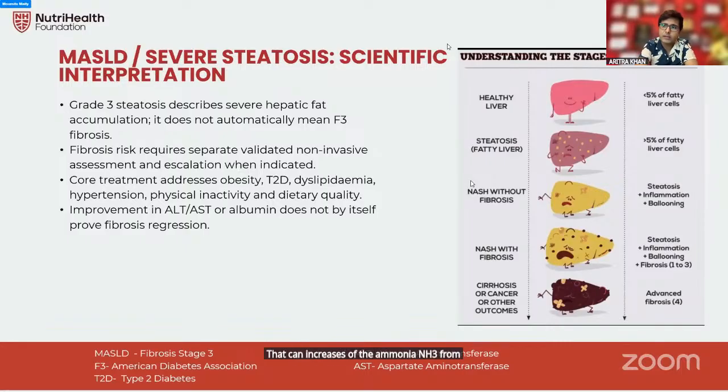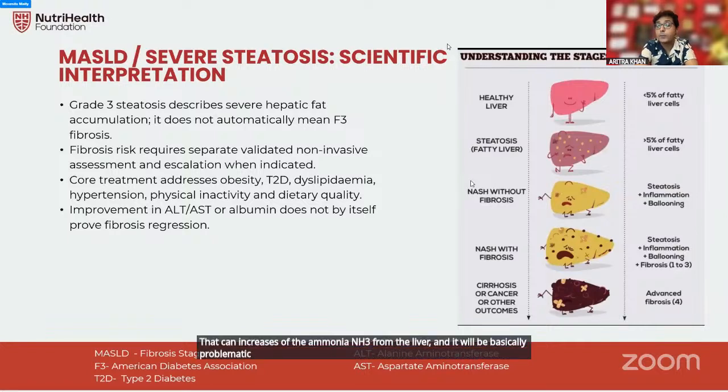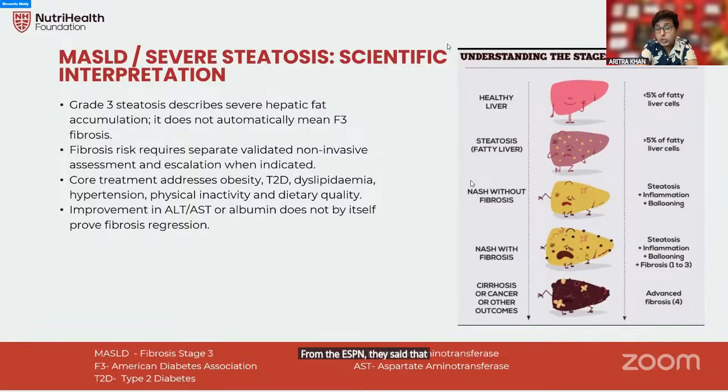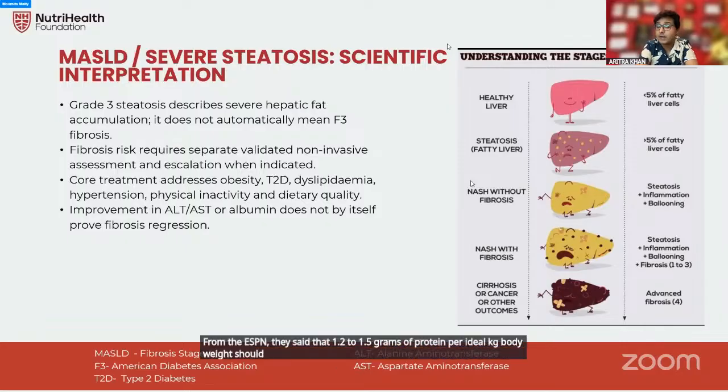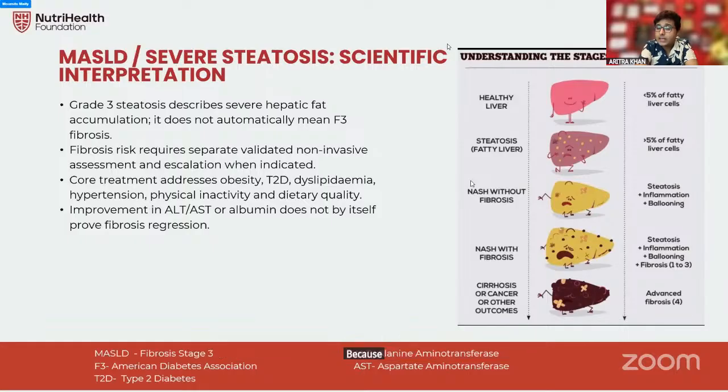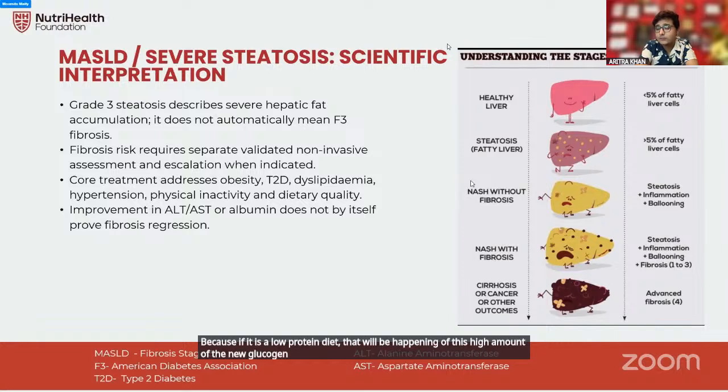But nowadays, with the new paradigm shift toward NAFLD and MASLD and the protein guideline from ESPEN, they say that 1.2 to 1.5 grams of protein per ideal kg body weight should be given to patients suffering from compensated or decompensated cirrhosis, hepatic encephalopathy, and NAFLD and MAFLD cases. Why? Because with a low protein diet, there will be a high amount of gluconeogenesis and destructive pathways that can increase the ammonia much more.